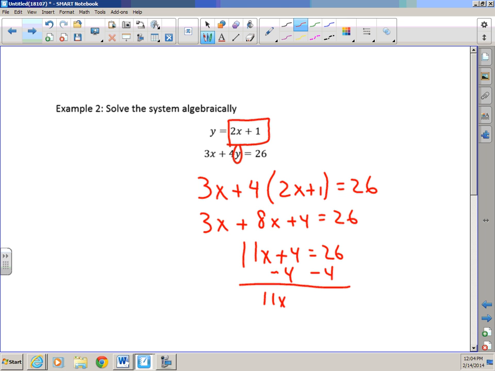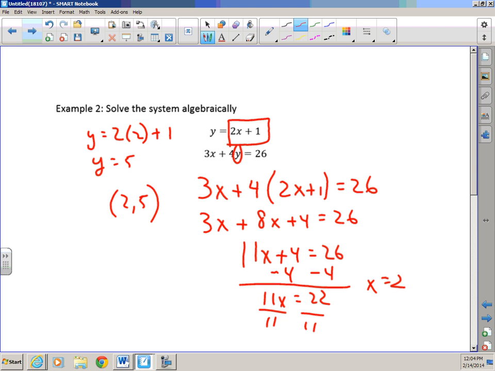And now I'm solving a straightforward linear equation. So x is 2. And then you just substitute 2 in for x. Choose the easier of the two to get y. So you get your answer of (2, 5). Okay? And that's the substitution method.